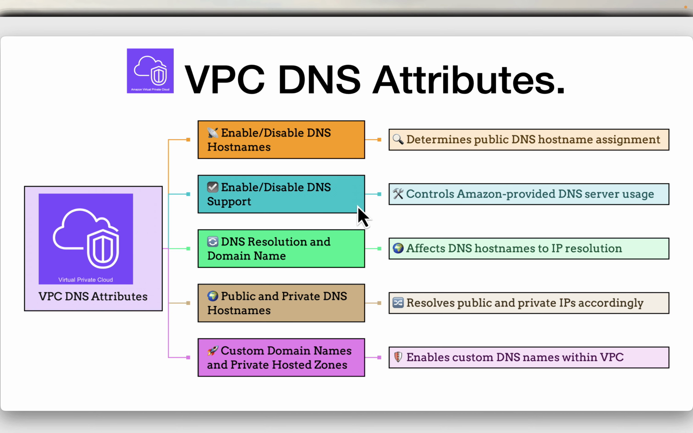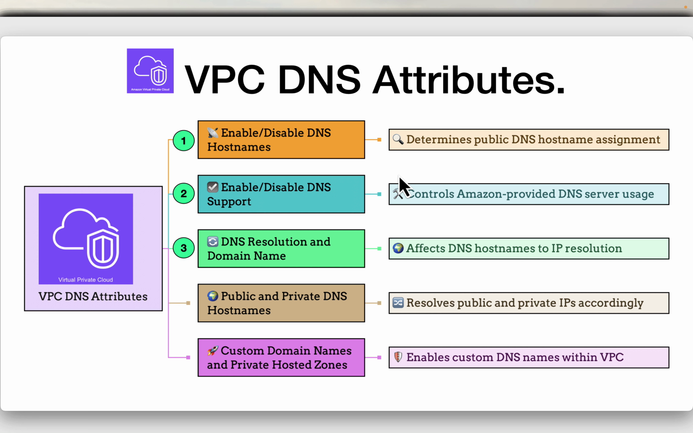So we'll see some VPC DNS attributes. The first one is enable/disable DNS hostnames. This determines if instances with public IP addresses in the VPC will receive a public DNS hostname. So there is a flag, enable DNS hostnames, and this will control that. The next one is another flag, enable/disable DNS support, which controls whether the Amazon provided DNS server within the VPC is used for DNS resolution.